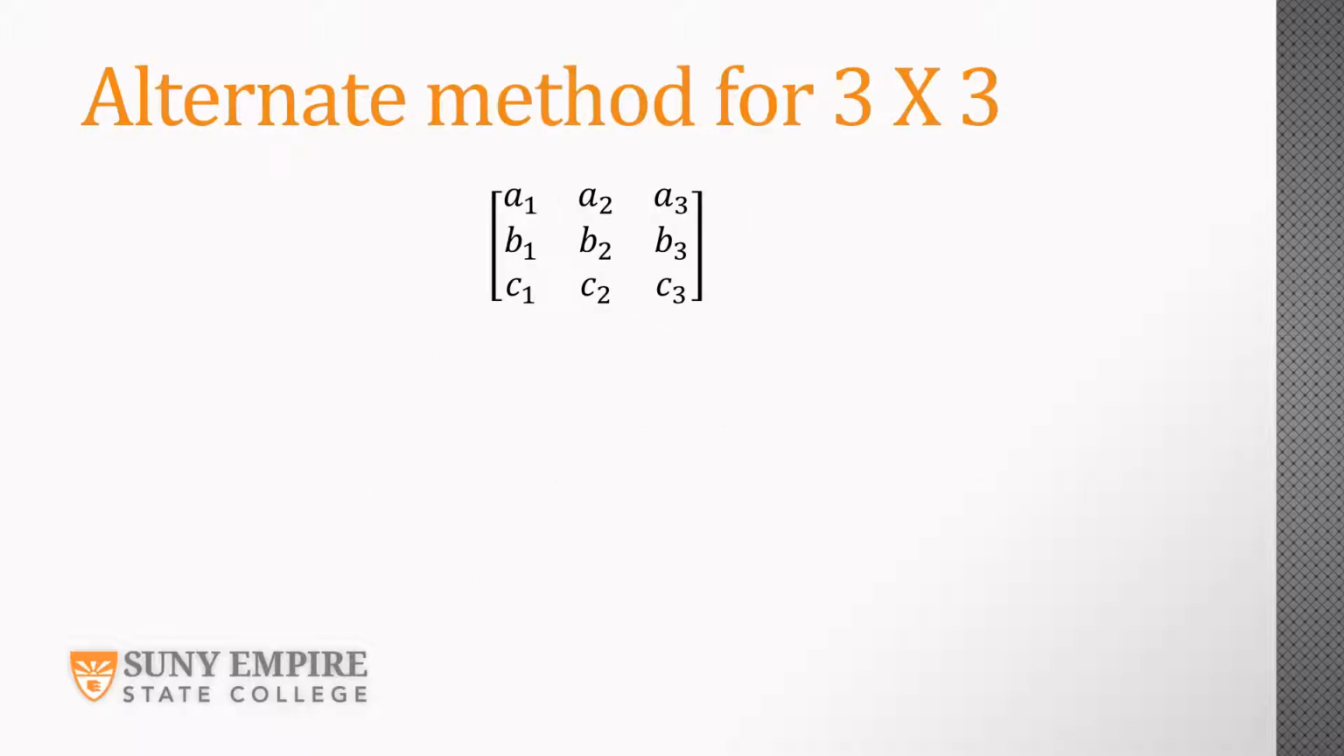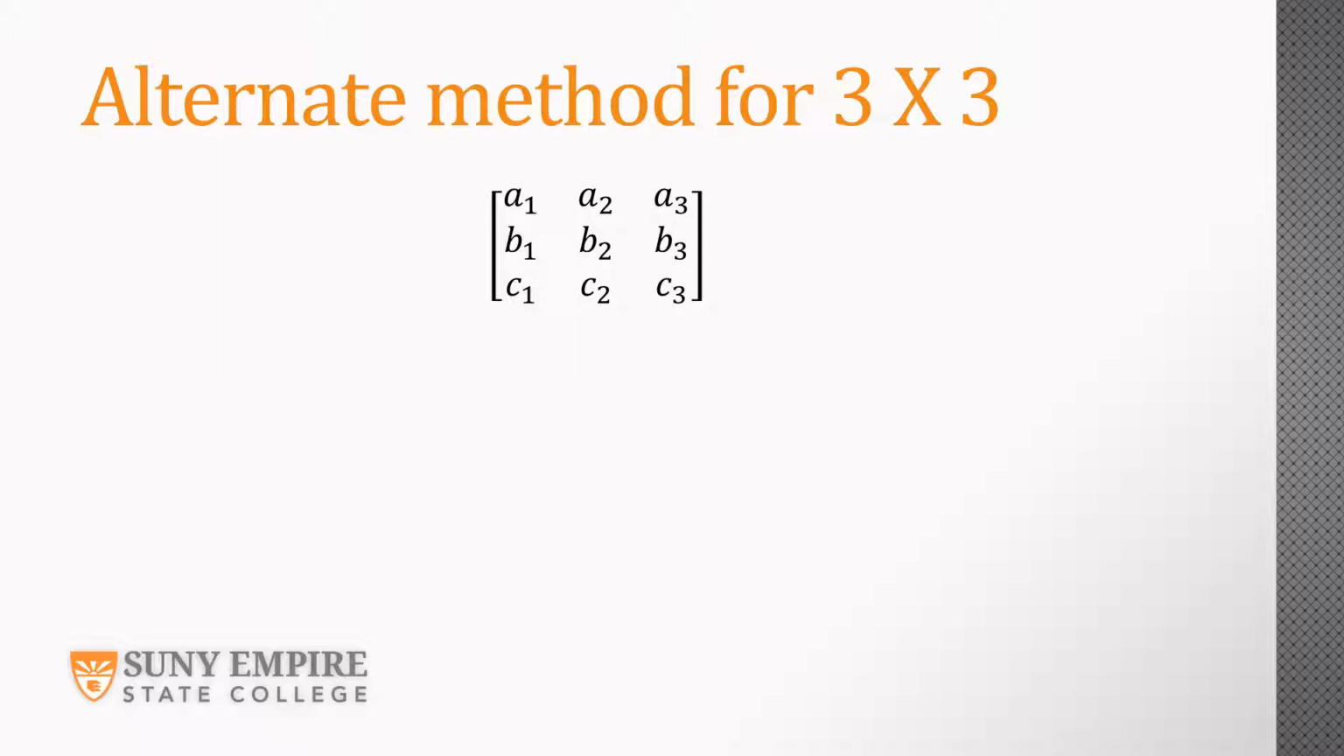Finding the determinant of a 3 by 3 matrix was a lot of work. It is easy to forget certain aspects, like to alternate adding and subtracting. Luckily, there is an alternate method for finding the determinant of a 3 by 3 matrix.